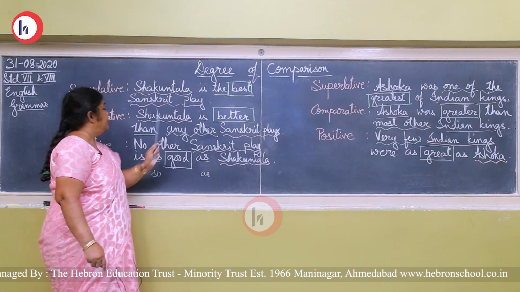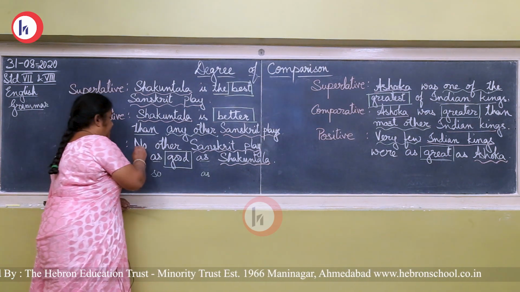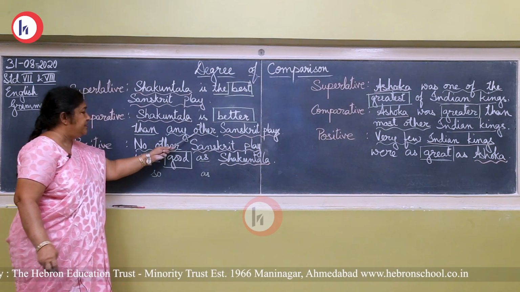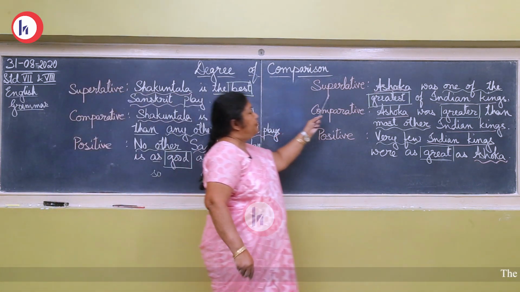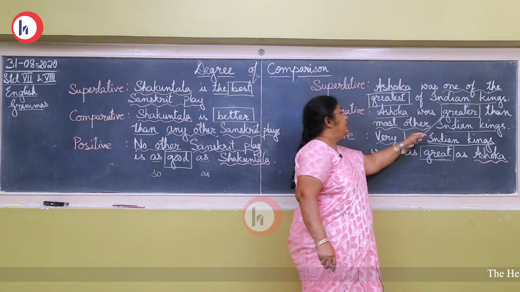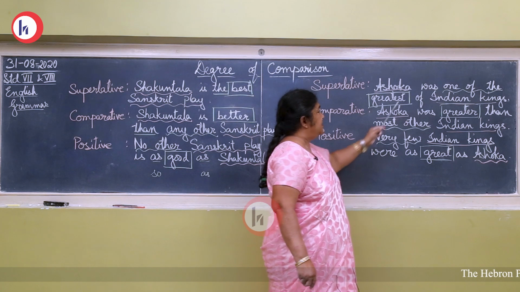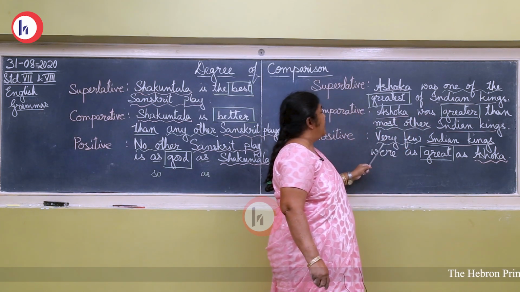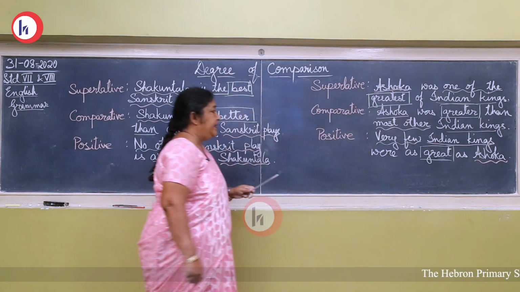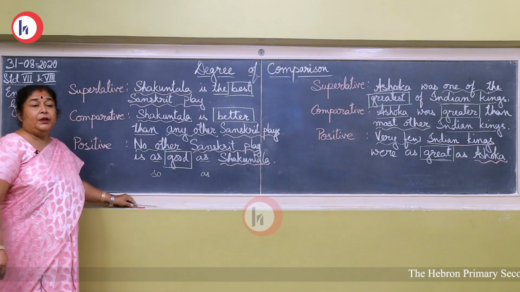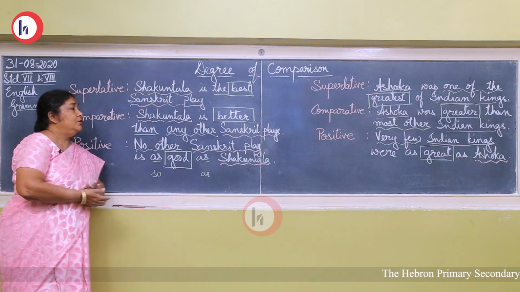Here it is the best, so we write any other in the comparative and no other in the positive. Here it is in superlative, one of the greatest, so it becomes greater than most other Indian kings. And because it is one of the greatest, it becomes very few Indian kings in positive. So you have to remember these in mind and then change the sentences without changing the meaning of the sentence.